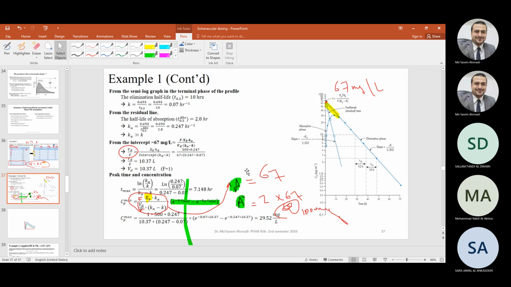This is the equation. I double the dose. The time is the same at any time point. The Ka and the K will be the same, the F will be the same, the Vd will be the same. The only thing that's doubled is the dose. If you double the dose, at any time point the concentration will be doubled, including the concentration at Tmax. You got it?